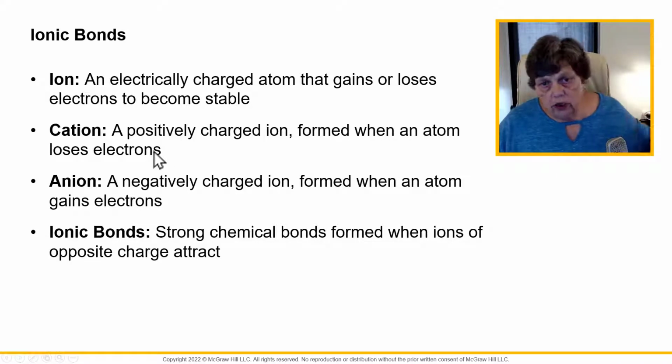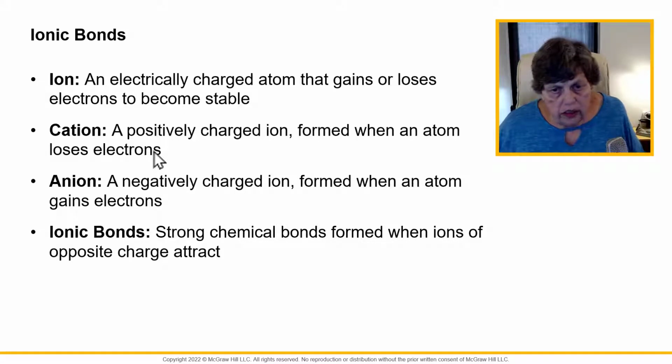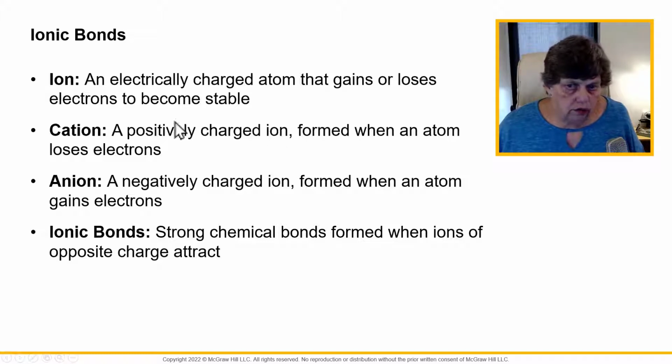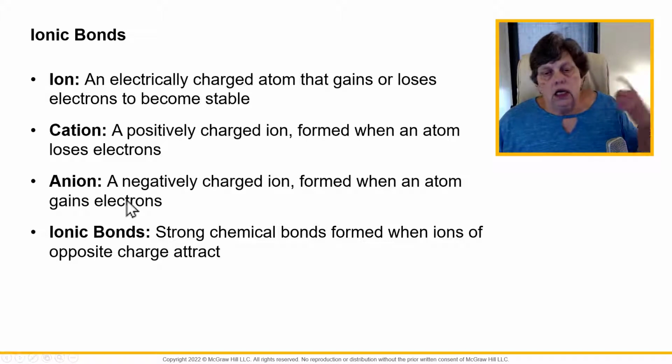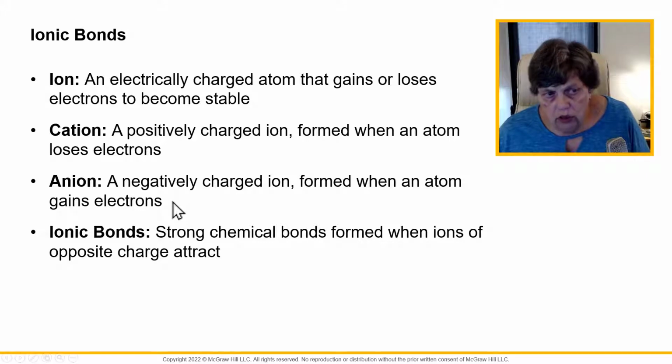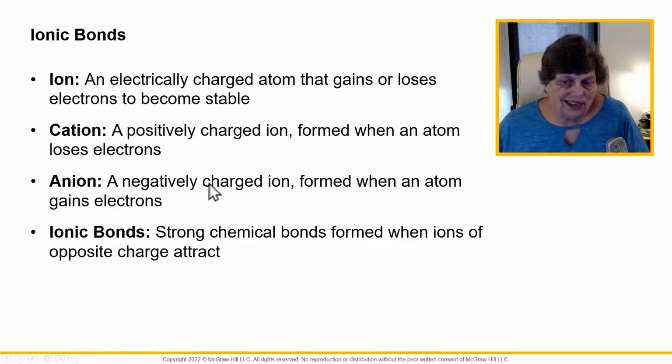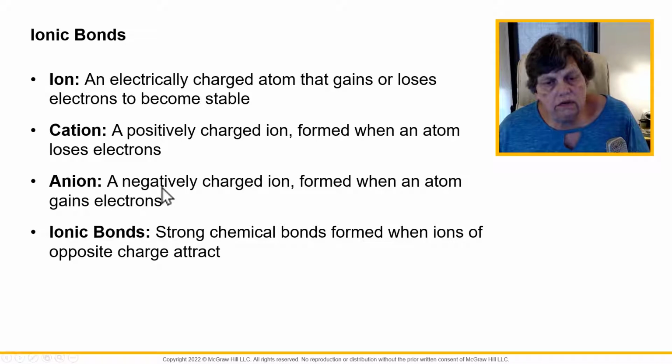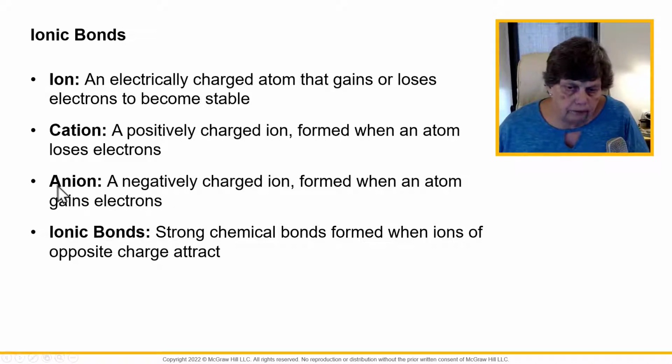So if you donate your electron, we'll take a look at this in a second. If you donate your electron, you've lost a negative charge. That makes that atom positively charged, so we call it an ion. The reverse is if we gain an electron, if we fill that shell, then we've added a negative charge, and so that atom becomes a charged ion with a negative charge on it. We call that an anion.